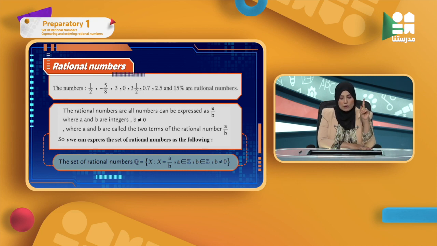The number 1 over 2 is a rational number because 1 and 2, both of them belong to Z. Then negative 5 over 8. Even if I have a negative sign, they are still in the rational numbers. 3, we can write 3 as 3 over 1. And 0 also we can write it as 0 over 1. Then 3 and a half, we can rename it: multiply 2 times 3, which is 6, plus 1, which is 7 over 2. Then the decimals, the whole numbers and percents.